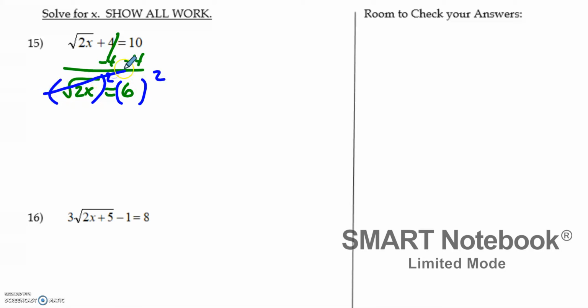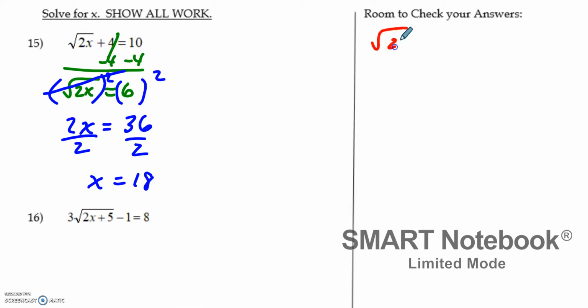The inverses cross out, and you're left with 2x equals 6 squared, or 36. Now you can divide by 2, and I have an answer of 18. And I'm pretty sure that's my answer, but I'm going to go ahead and check anyway. What you always want to do is take your answer that you got and plug it into the original for x. So I think my answer is 18.